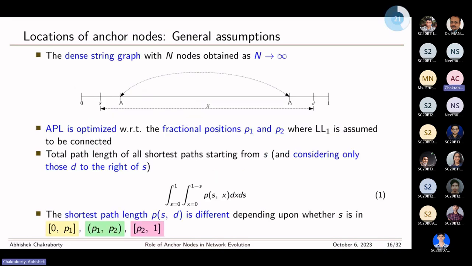the location of this anchor node mathematically. For this, we took a unit length string and assumed the number of nodes in that string is infinity. When a unit length string has an infinite number of nodes, it is very dense and we can assume it is a continuous line.